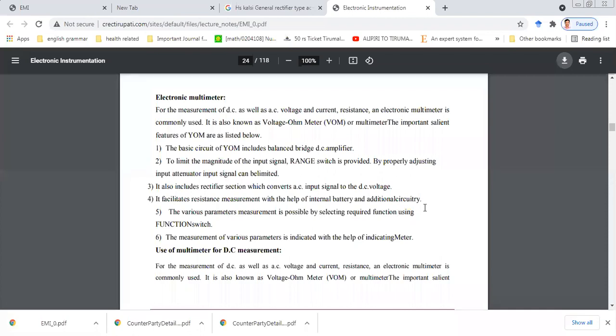The measurement of various parameters is possible by selecting the required function using the function switch. The measured parameters are indicated with the help of the indicating meter.